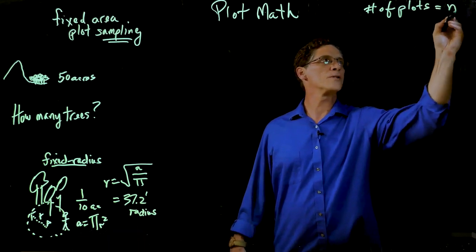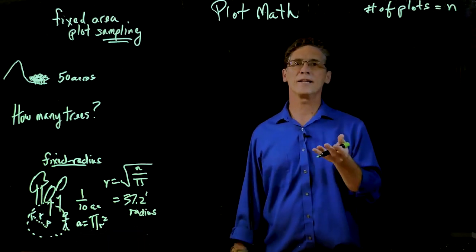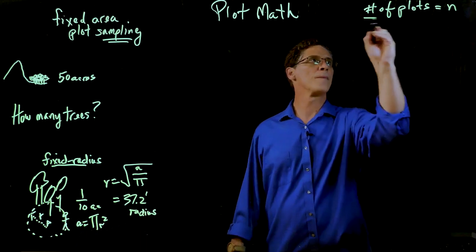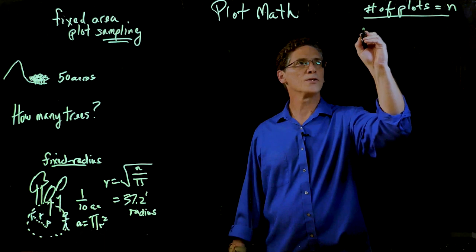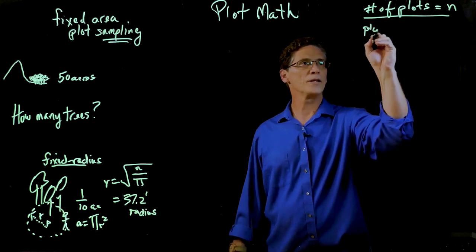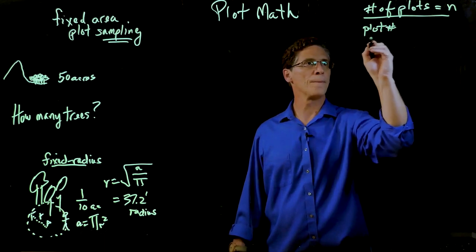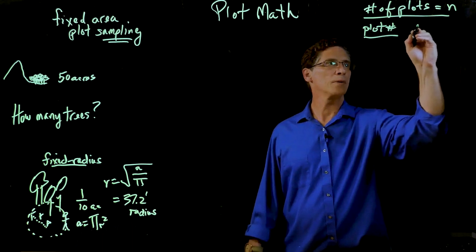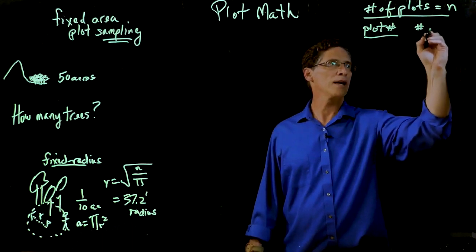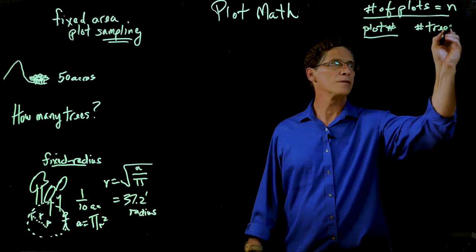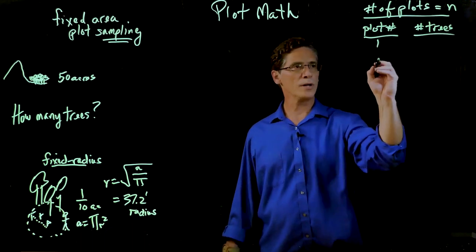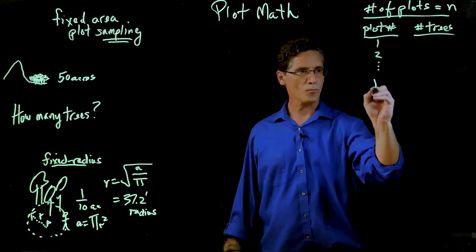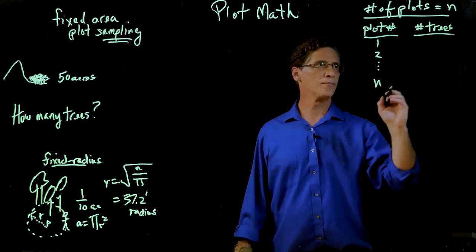And we usually use lowercase n to indicate the number of plots. And then we're going to have some kind of a data sheet that's going to show the plot number. We give each plot its own number. And then we'll make it simple data, and we're just going to count the number of trees. Okay, so we're going to have plot 1, plot 2, all the way down to n.